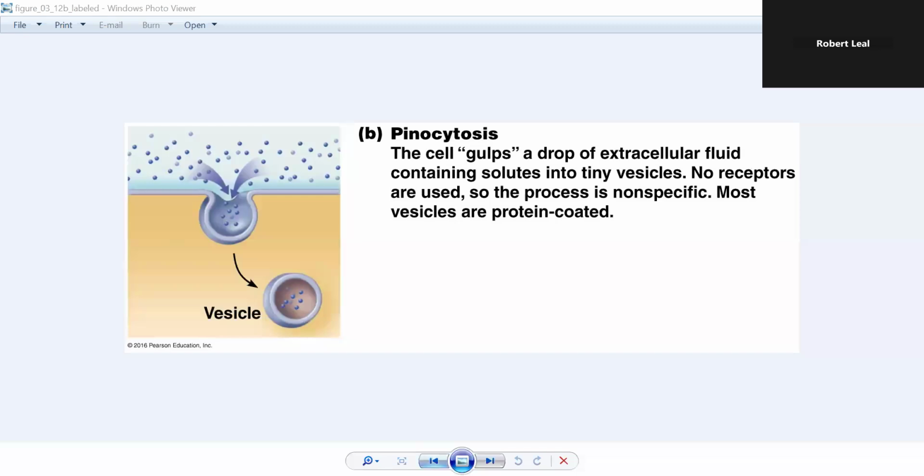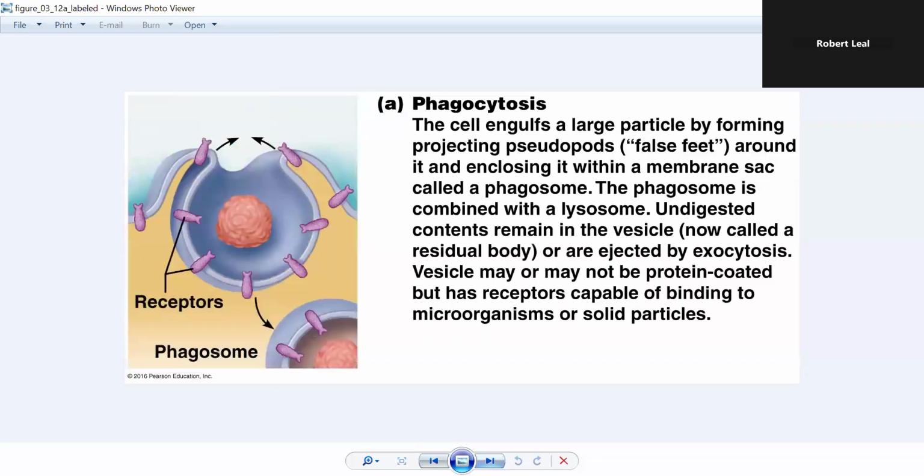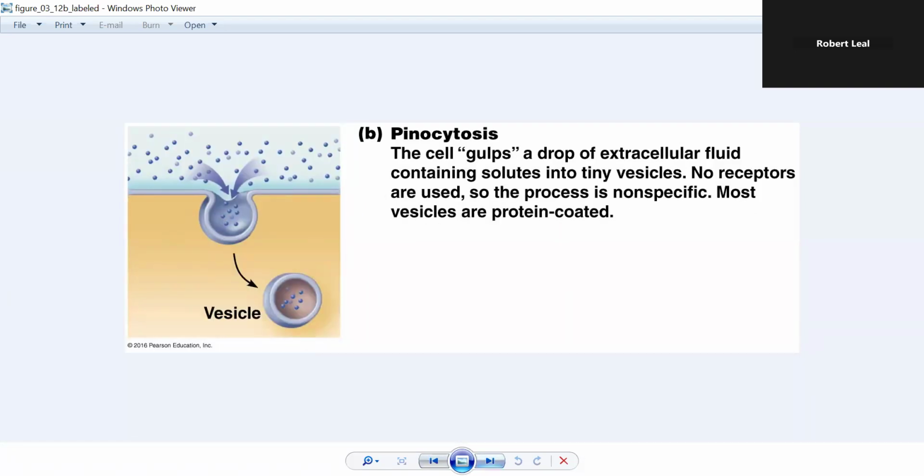Okay, again, there's two types of endocytosis. The substance large, solid-like, the membrane folds out. That's called phagocytosis. The substance is small, liquid-like. Typically, the membrane folds in on itself to bring the contents in. That's referred to as pinocytosis.